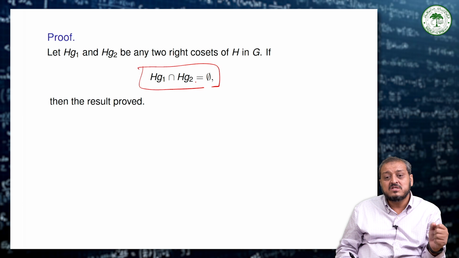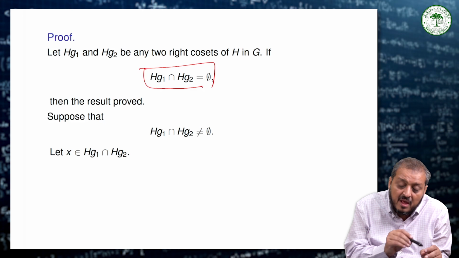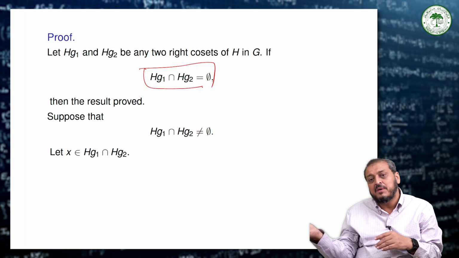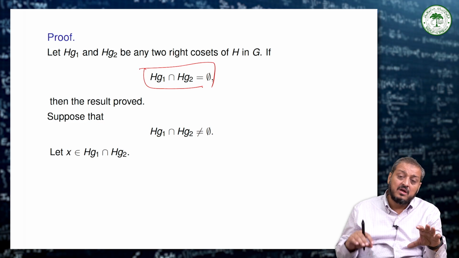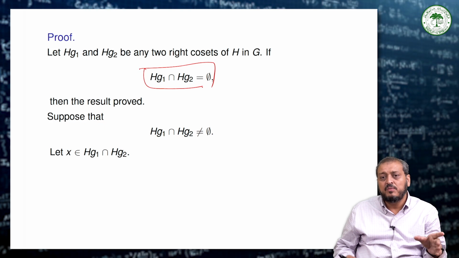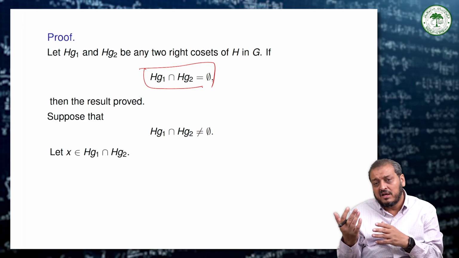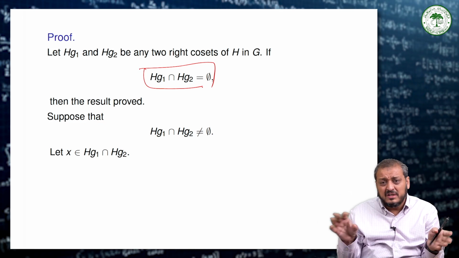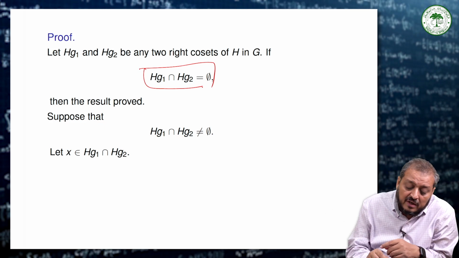Now if the intersection is not empty, we have to show that Hg1 is the same as Hg2. The theorem says that if G is a group and H is a subgroup of G, then any two right cosets are identical or have no common element, that is, they are disjoint. If they are disjoint, then the result is trivial. So we assume that they are not disjoint.